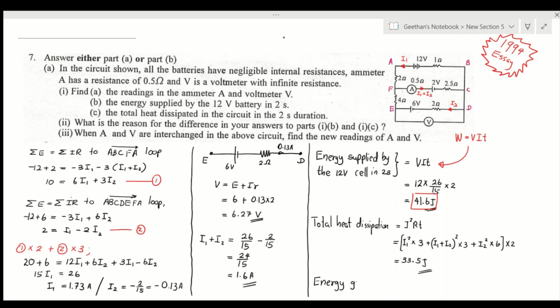Energy given by the 12-volt cell is used to charge 6-volt and 2-volt cells.